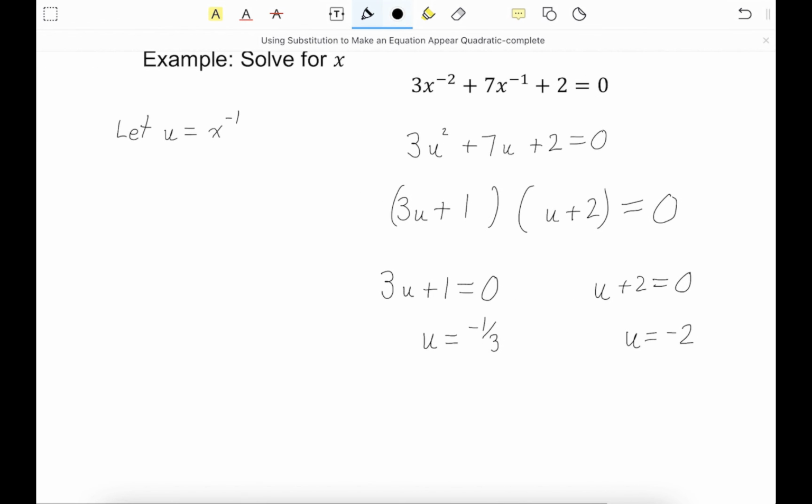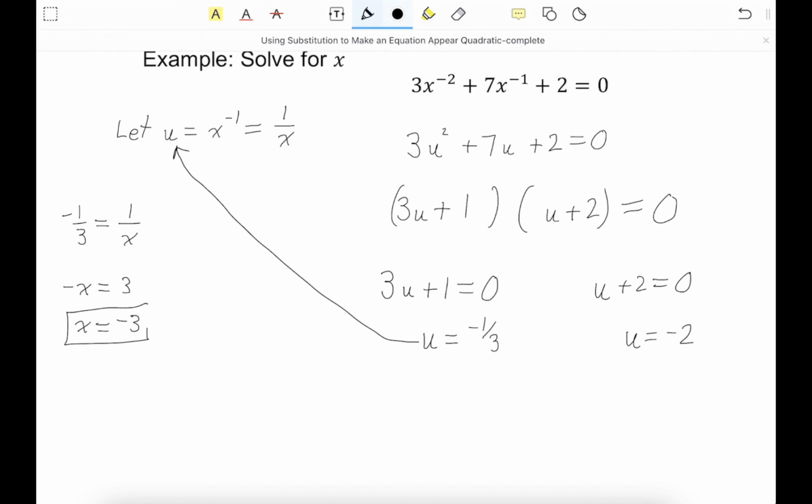So I'll go back up here and replace u with negative 1/3. That equals x to the negative first. Note that you can rewrite this as 1 over x. I'll write that here, 1 over x. I cross multiply, so negative x equals 3. Opposite of x is 3, so x equals negative 3. That's going to be one solution.